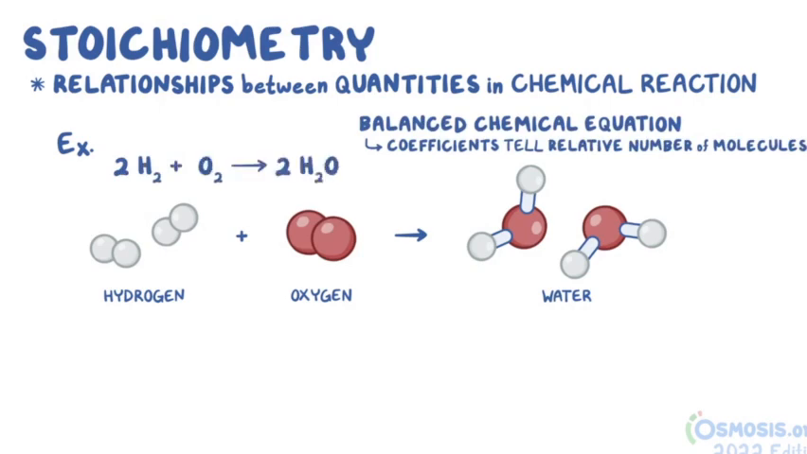The balanced equation tells us that 2 molecules of hydrogen will react with 1 molecule of oxygen to produce 2 molecules of water.